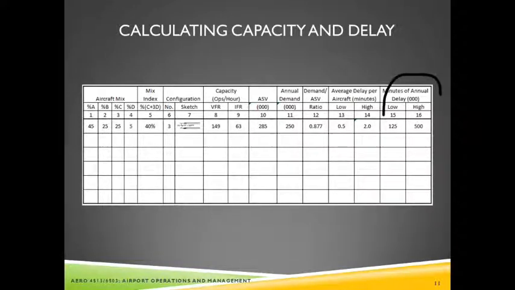So what does a minutes of annual delay really mean? How does that come down to give us meaningful data so that we can use that data to make airport development decisions? We'll cover that in the next video.